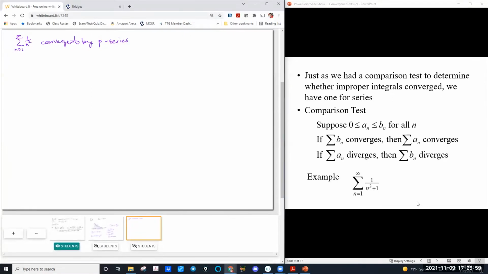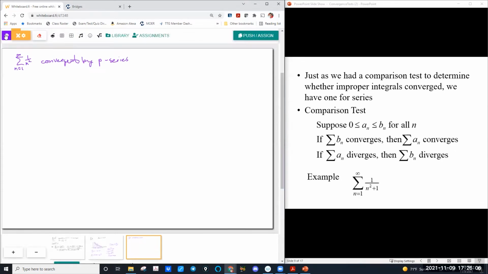Okay. So here's an example. Now, I want to point out this series is not by definition a P series. We're going to have a pretty good intuition about it. It's going to behave a lot like 1 over n squared, but it is not a P series because of that plus 1. So here's how we can leverage the P series and the comparison test to show that this one is convergent.